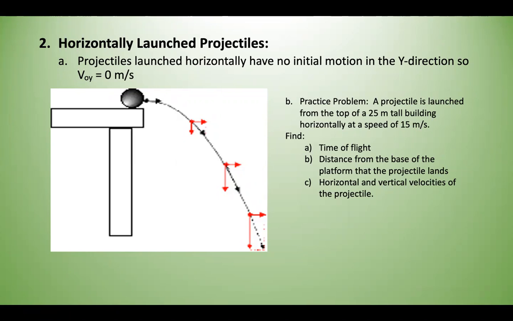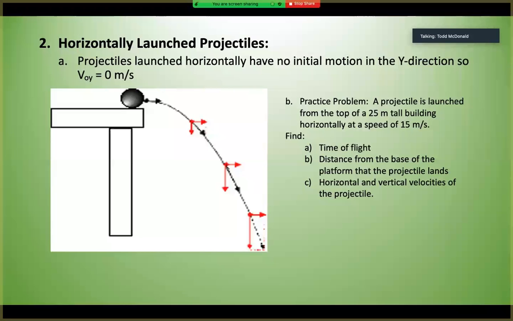So we have a projectile launched from the top of a 25-meter tall building horizontally at a speed of 15 meters per second. Here's the three things we're gonna find. First of all, how much time is the projectile in the air? Time, that's called time of flight. Second, how far does it travel distance-wise from the base of the platform where it's falling from? So that is, we call that horizontal range. And then the other thing we're going to do is we're going to find what is the horizontal velocity when it lands, and then also what's the vertical velocity when it lands.